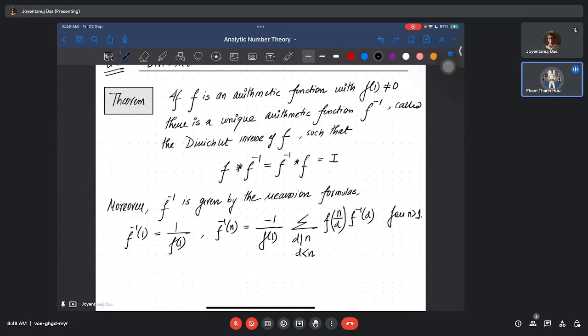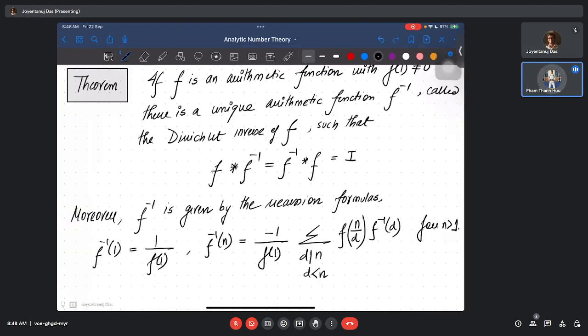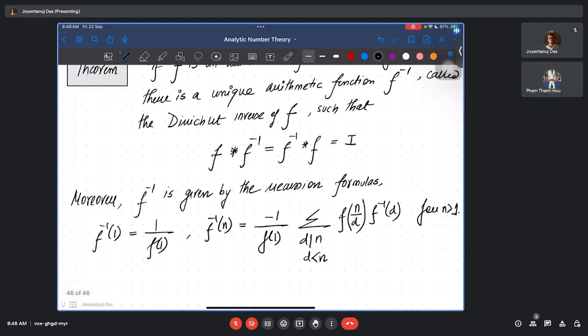F inverse of n equals minus 1 over f of 1. That is f of 1, not f of n. This is f of 1.